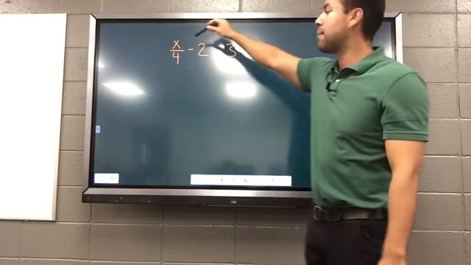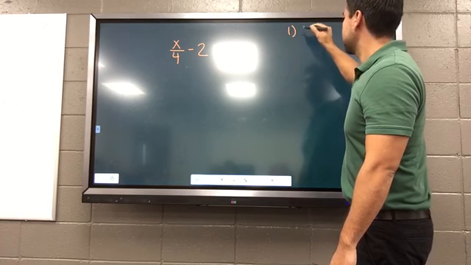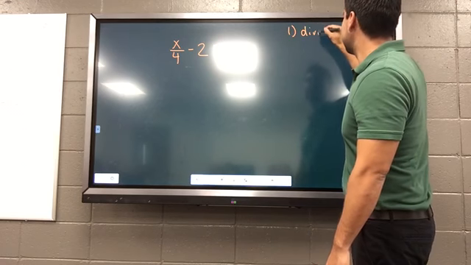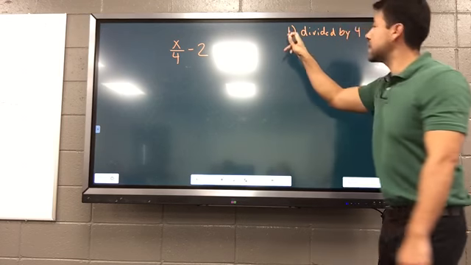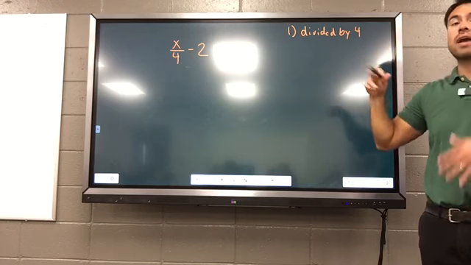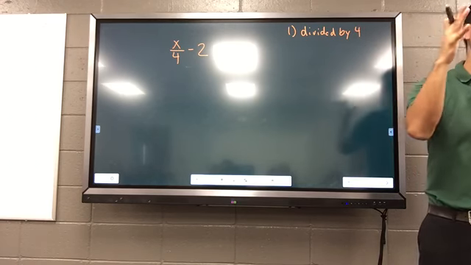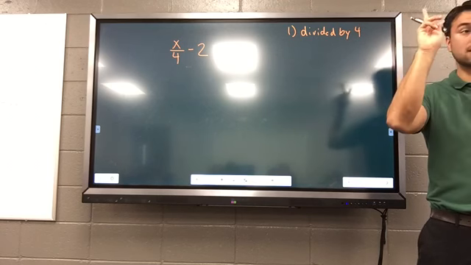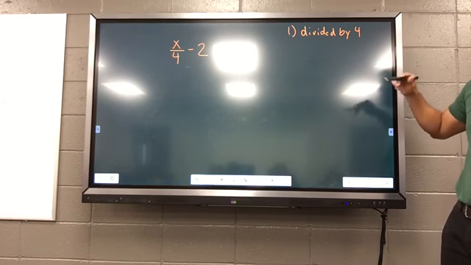Hagen, what's happening to the variable first? It's divided by 4. Good. It's being divided by 4. Now, this step right here that I'm writing it all out, you don't have to do it, but if you're struggling to know what you're looking for and what you're trying to undo, I would write it out because you could just work backwards.